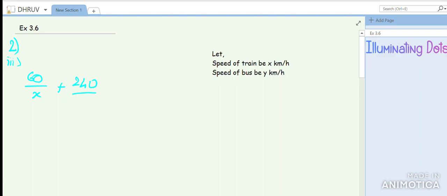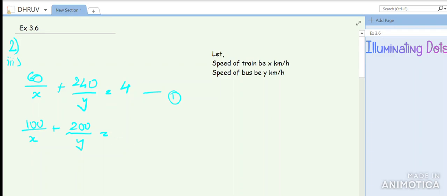Now this is the distance covered by bus and the speed of bus is y, so 240 upon y is equal to the time, that is 4 hours. This is the first part of the question. Second part of the question, if she travels 100 kilometers by train, so distance is 100 and speed of train is x, and the remaining by bus, so 300 minus 100, 200 distance, speed of bus is y, is equal to, she takes 10 minutes longer.